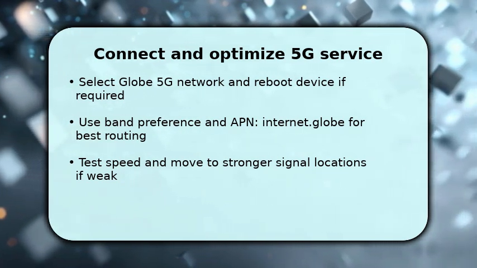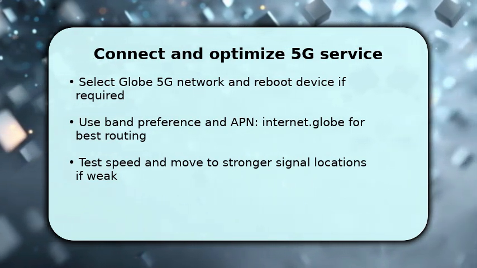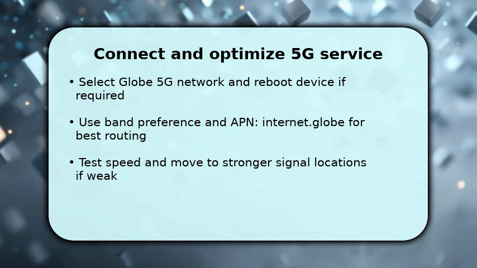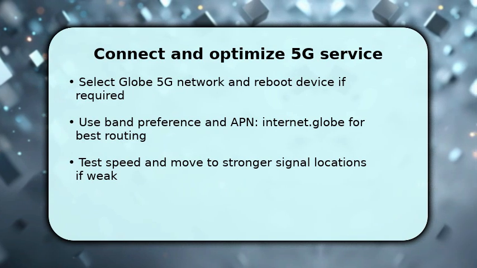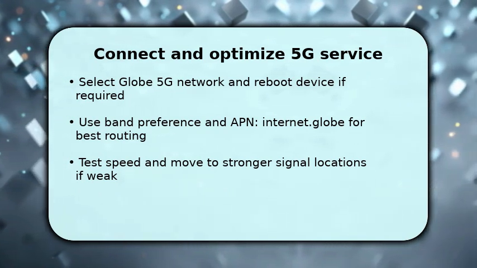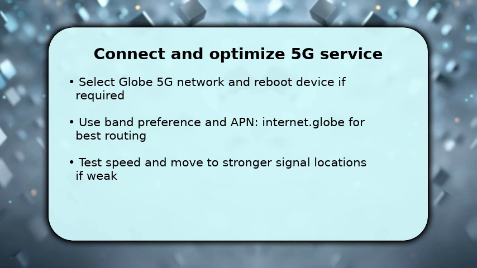Make sure APN is set to Internet. Globe SO data routing and billing are correct. If your phone supports band selection, prefer N78 or the local 5G bands Globe uses to get better performance. Finally, run a speed test and move to a window or outdoors to improve signal if speeds are low.